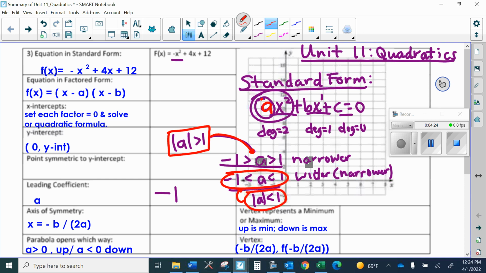Now, what determines whether it opens up or down? If a is positive, it opens up. If a is negative, less than 0, it opens down. Okay, that's simple. I just look for the a. A is going to tell me the most. This is called the quadratic term, and the quadratic term tells me the most about the quadratic itself, the shape of the quadratic and whether it opens up or down. Remember, that's called the linear term.